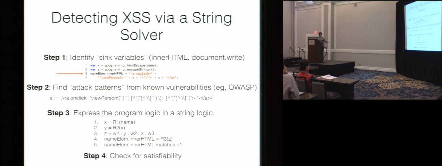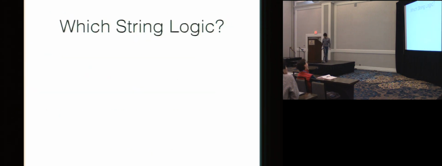Then finally, you check for satisfiability. If it's unsatisfiable, then it's all right. If it's satisfiable, then there might be a problem. There are ways to make it more precise if you get satisfiability, but I'm not going to talk about it.